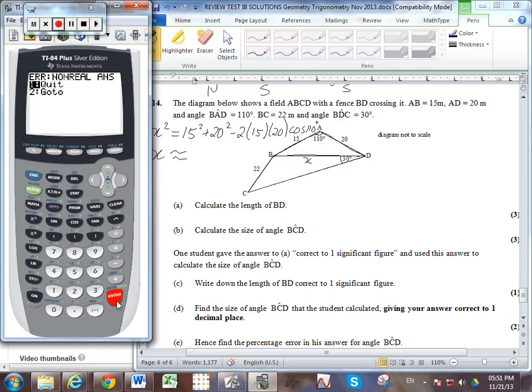Uh-oh. I must have typed something in wrong. Peculiar. Let's check what did I do? Go to 15 squared plus 20 squared minus 2 times 15.